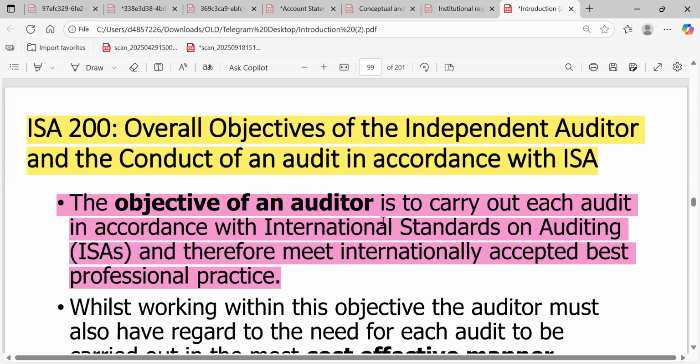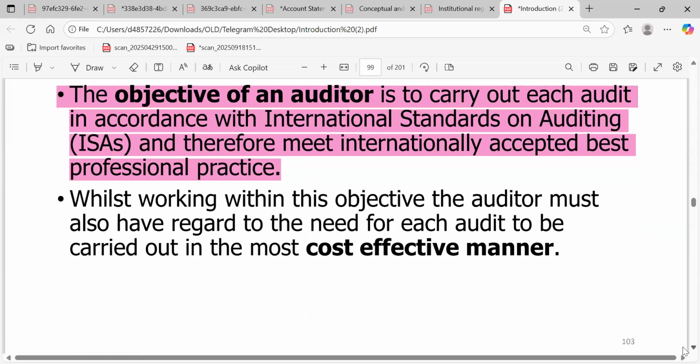the objective of the auditor is that he or she carries out the audit in accordance with the international standards on auditing, therefore meets internationally accepted best professional practice. So every audit that the auditor conducts must be in compliance with the international standards on auditing. So he has a blueprint that he must follow. It's not like he's following his own things. No, there's a blueprint, and that blueprint is what? The international standards on auditing.